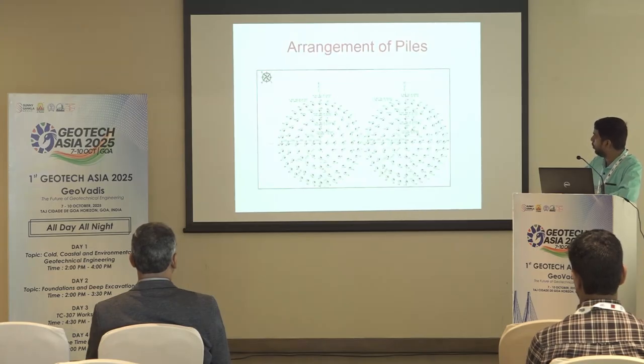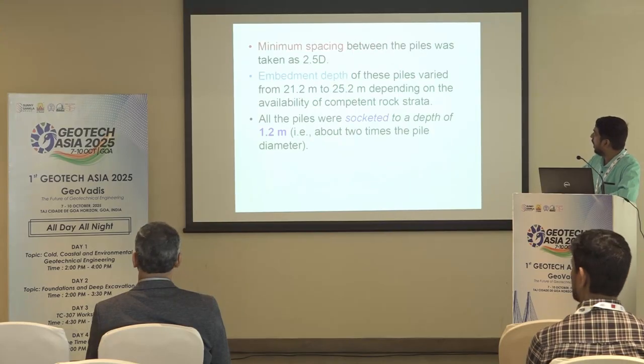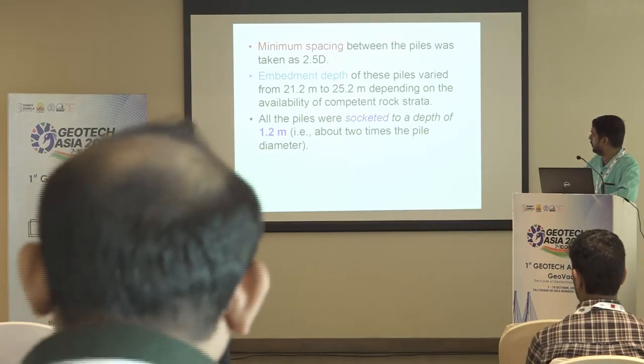So this was the arrangement of piles, the 97 piles in concentric circular pattern, and minimum spacing was around 2.5 D, and the embedment length of the piles varied from 21.2 meters to 25.2 meters depending upon the availability of competent rock strata, and all the piles were socketed to a depth of about 1.2 meter. That's about 2 times the pile diameter, 0.6 meter.